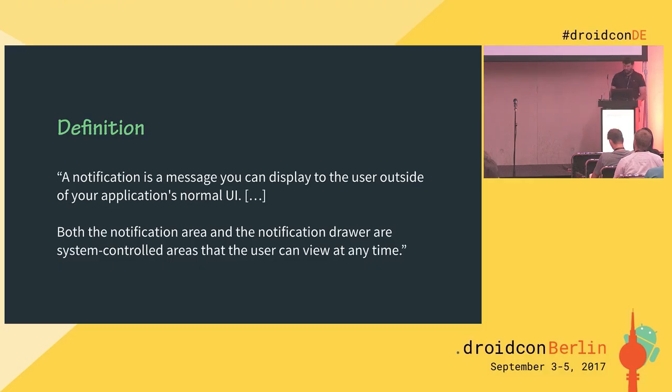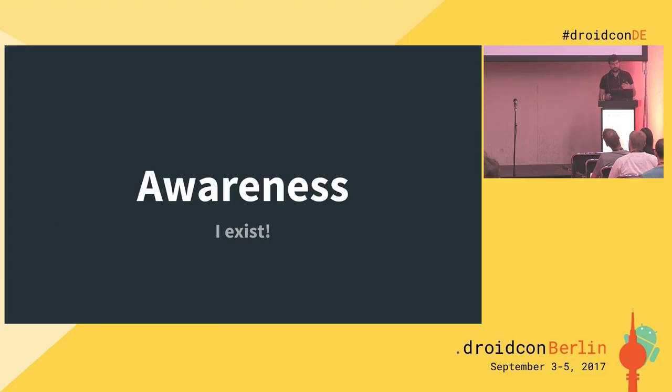On this definition, I really want to focus on two main points. The first one is outside of your application, and the second one is can view at any time. That's really important because that's where a notification brings the most value. It brings two core values, I would say. The first one is what we call awareness. It allows you to make your app visible outside of your application, and you will be able to remind users that you exist. Don't forget about me. I can help you with your task today.